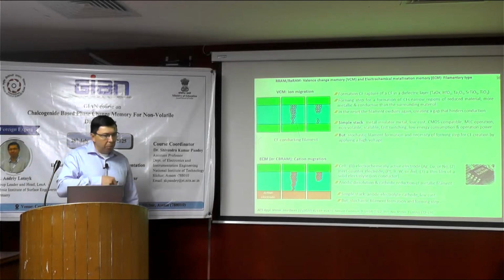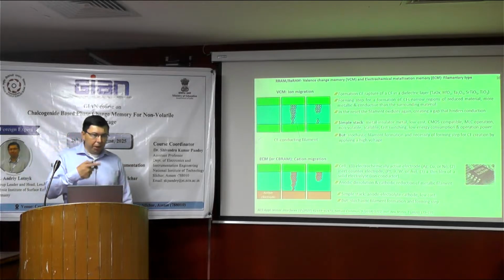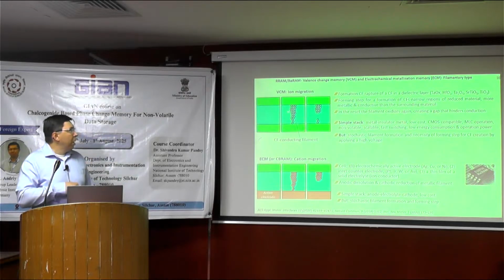To form these filaments, we need to apply a forming step. We need to form this filament, which consists of oxygen vacancies because they are mobile compared to the cations. So if you can create and rupture the filament, you can reach the low resistance state and then the high resistance state.